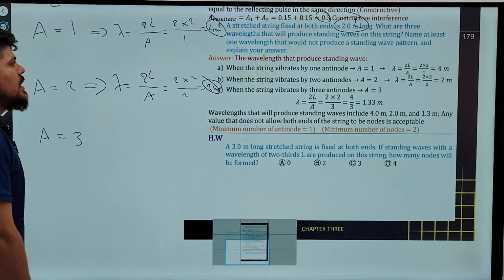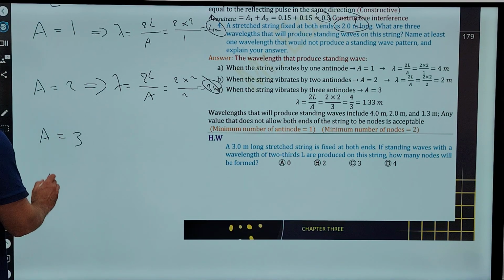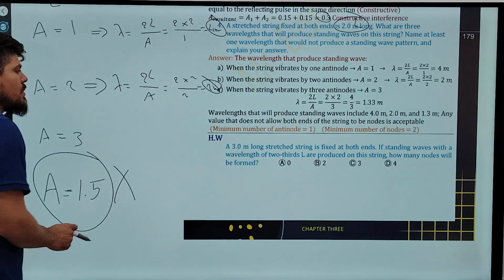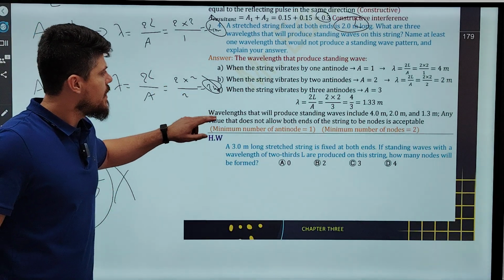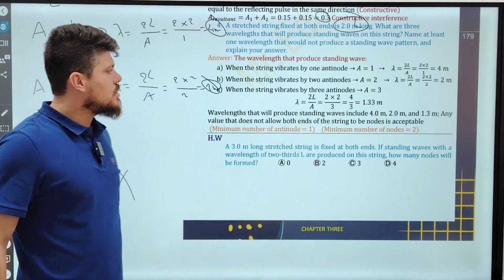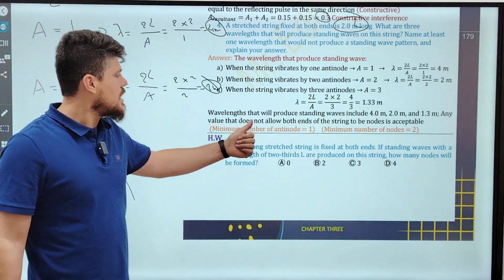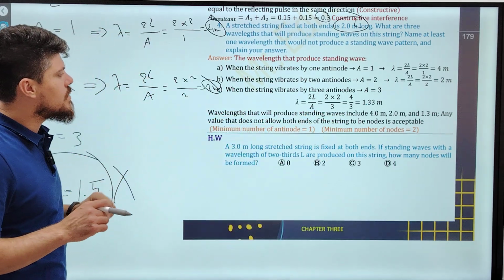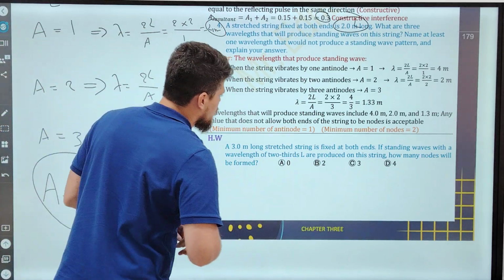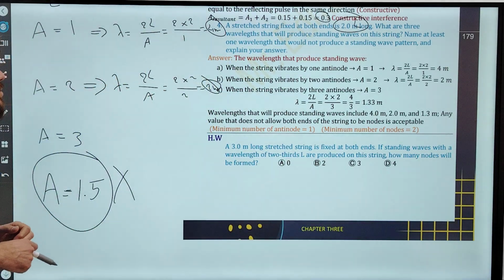When will the standing wave not be produced? You can write it up yourself, okay? When A is equal to 1.5, no standing wave will occur. Okay? Wavelengths that will produce standing waves include 4 meter, 2 meter, 1.3. Any value that doesn't allow both ends of the string to be nodes is acceptable. Minimum number of antinode is 1, minimum number of node is 2.